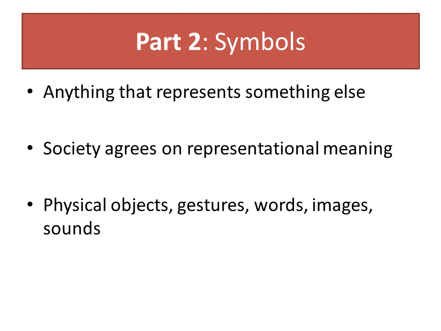The second component of culture are symbols. A symbol is anything that represents something else, and society has to agree on the representational or symbolic meaning. A symbol can present itself in the form of a physical object, a gesture, a word, an image, even a sound. As long as another member of the same society can recognize its representational meaning, then sociologists view it as a symbol.